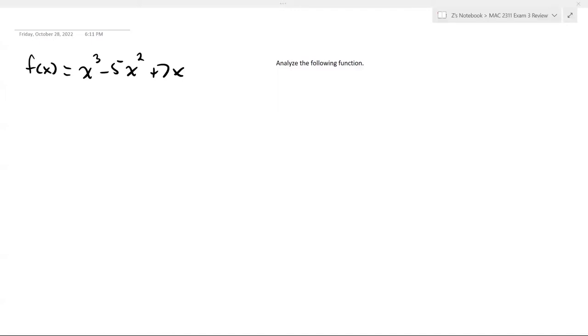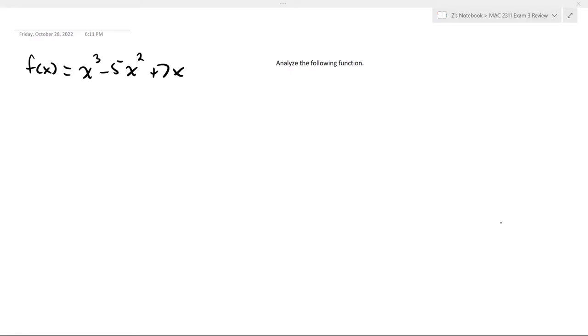In this problem, we are given a function and we're asked to analyze it. Analyze the following function. On the exam, you're going to be given specific leading questions here. So the first thing you're going to be asked to do is to find the critical numbers. Remember, the critical numbers are where the derivative of a function is either 0 or undefined.